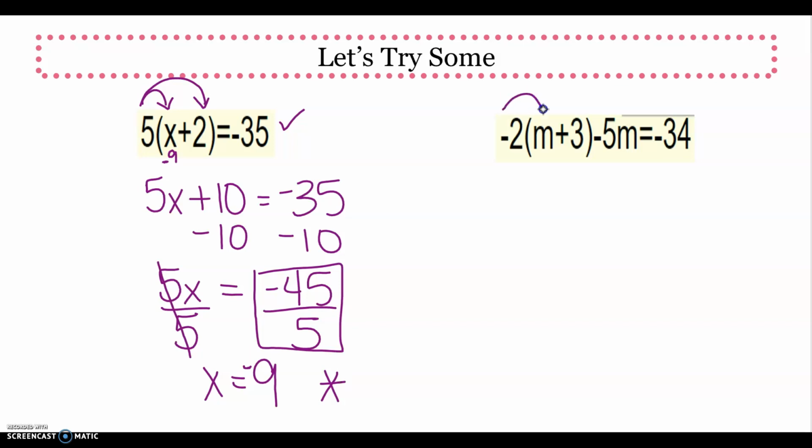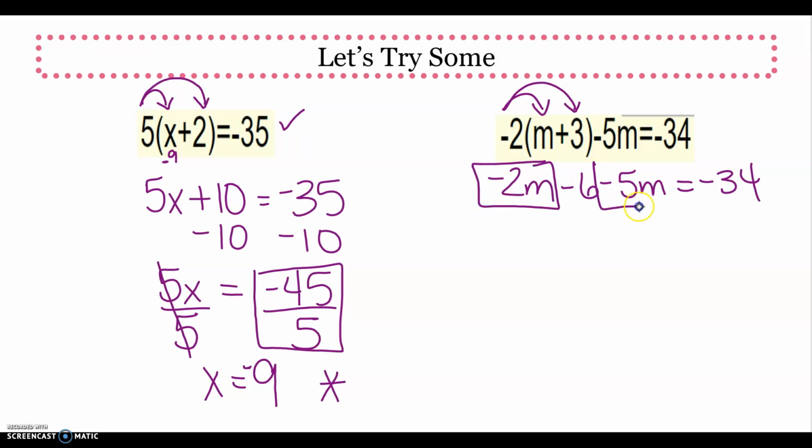All right, let's look at this again. We've got parentheses, so we want to get rid of them using the distributive property. We have negative 2m, and then we have negative 2 times positive 3. That gives me negative 6. We also have negative 5m, and that all equals negative 34. On this equation, I notice that I have some like terms that need to be simplified next. I always want to take time to see, do I have any like terms that can be combined? So I have negative 2m and negative 5m, that becomes negative 7m. Minus 6 is equal to negative 34.